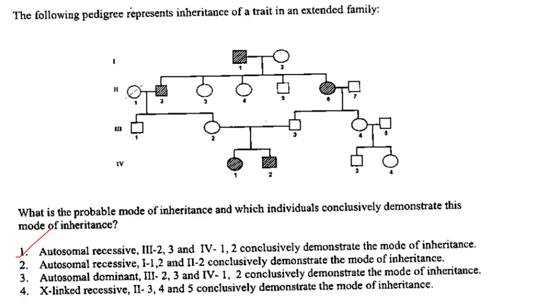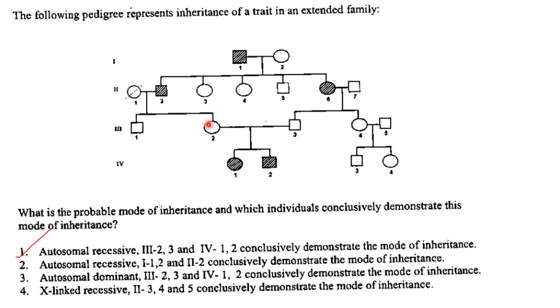Then next one. The following pedigree represents inheritance of a trait in an extended family. What is the probable mode of inheritance and which individuals conclusively demonstrate this mode of inheritance? Now, if you see, the father is infected, the son is also infected, the daughter is also infected. So it is not any X-linked disease. Here also the parents are not affected but the children are affected. So it is naturally an autosomal recessive condition.